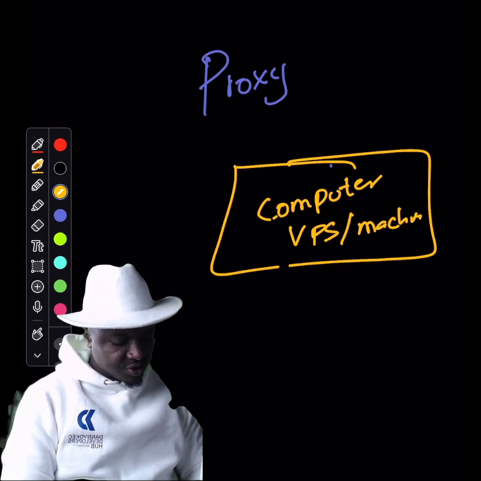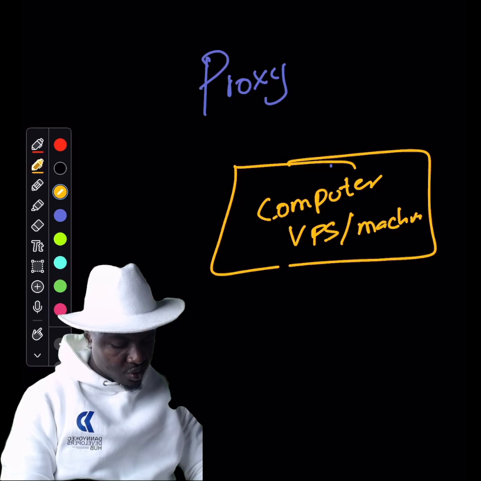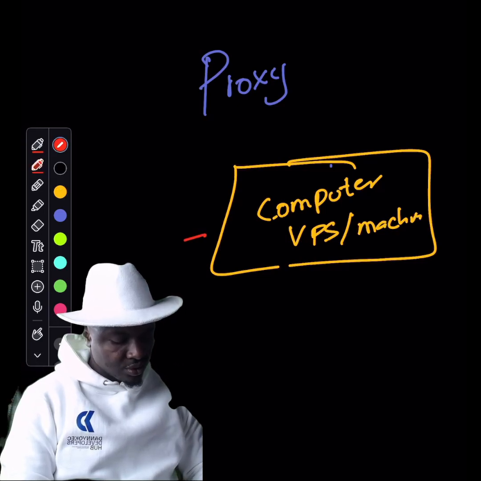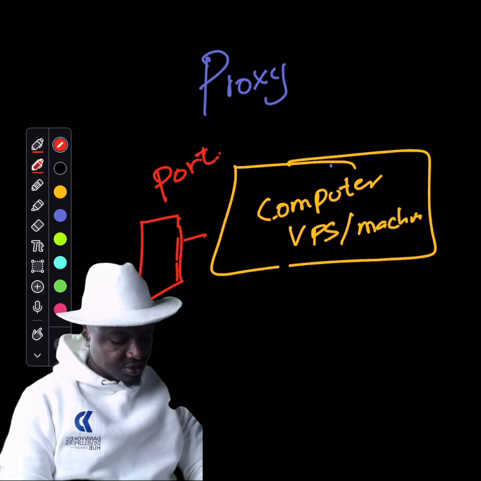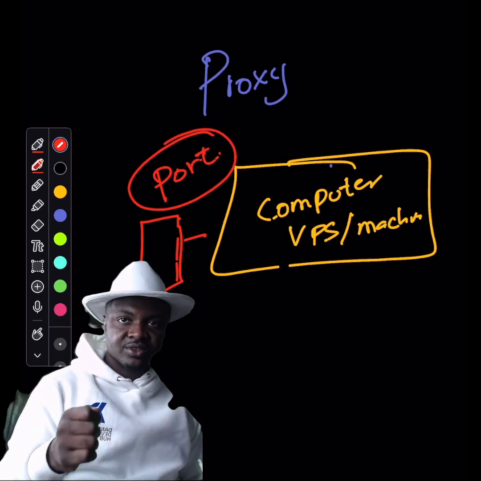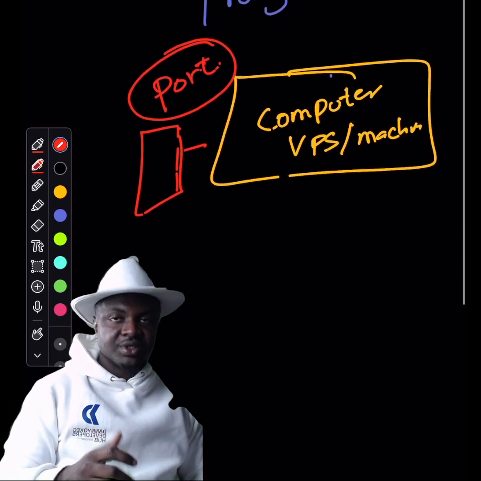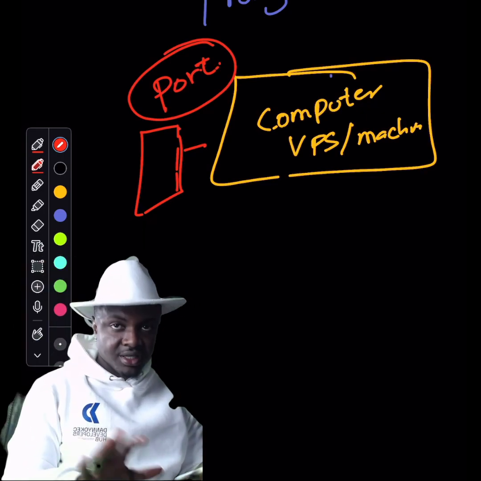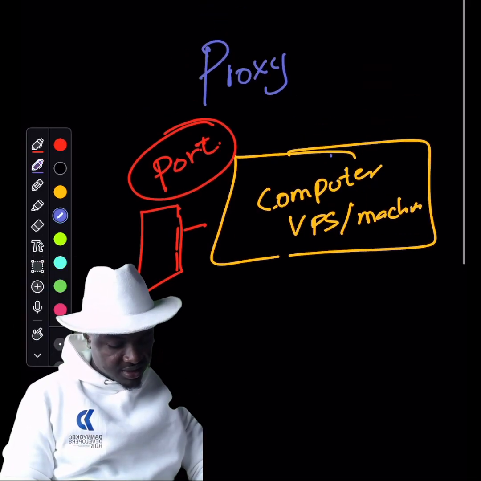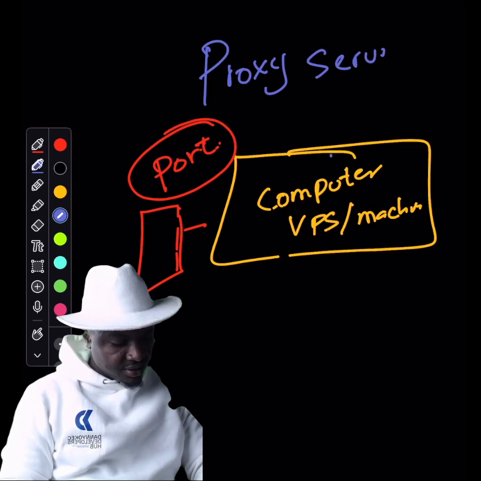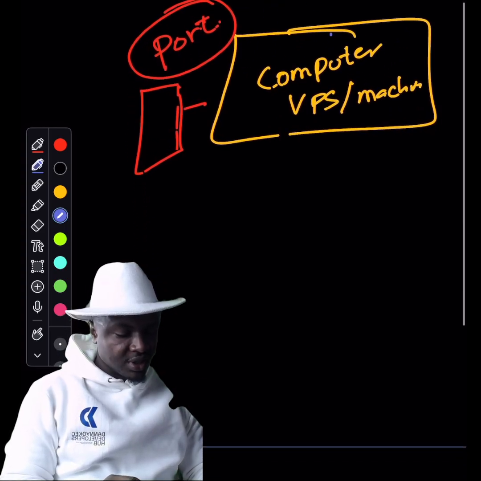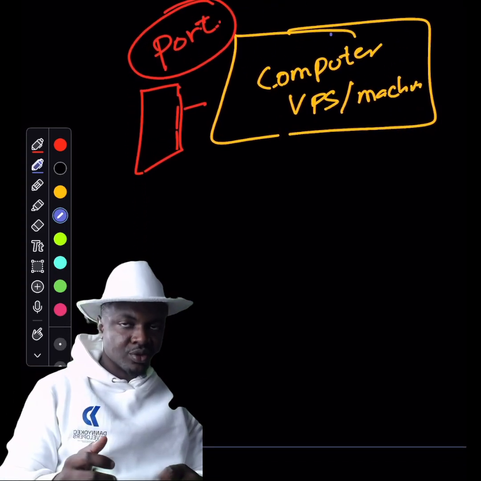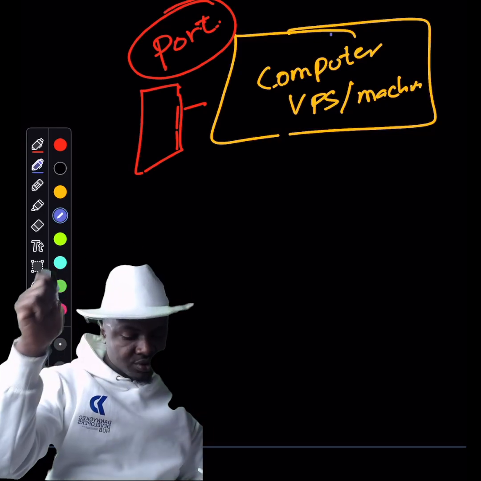Now, what this machine has is what we call an open port. So it will open a port. Now, what is this port? This port is like a socket. This is where anybody can pass network, like in a proxy server setting. This port is opened so that if you have the username and password, you can route your network through there.